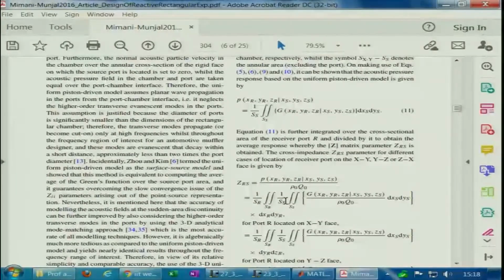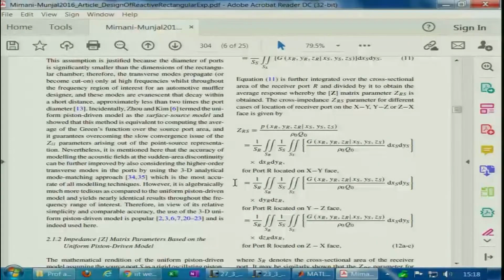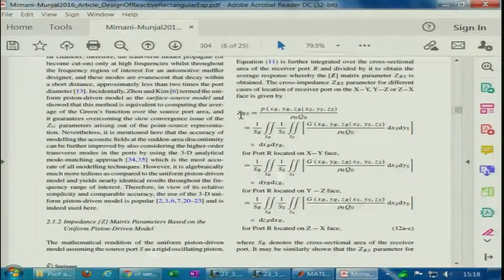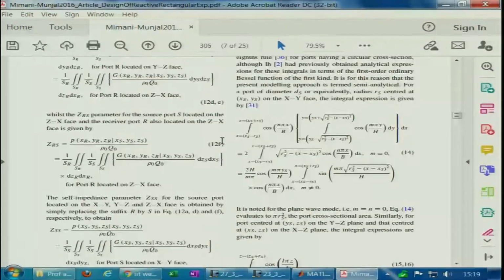And then we would also try to get the average response over the receiver port. That is why these formulations are there. I suggest you try to download this paper from the internet, or else I can give it to you, and try to do the derivations by yourself to learn further. So, this is how we get the general Z RS parameter for different locations of the receiver port on the XY phase, on the YZ phase, and on the ZX phase. Once we do that, we get the impedance matrix parameters, and now we can develop some particular expressions for the integral when the port is located, to get the definite integral.